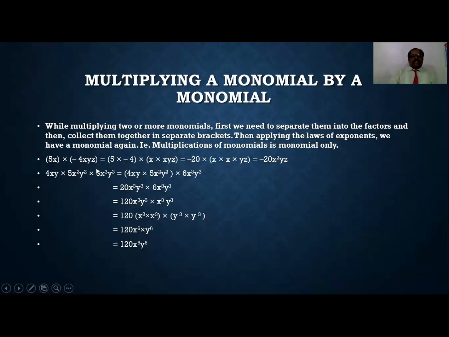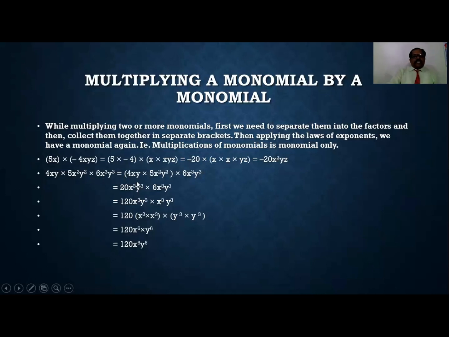Now let's move ahead. Let's have one more example. Here is the product of three monomials. See the second example. It is the product of 4xy, the first monomial, then 5x square y square, the second monomial, and the third one is 6x cube y cube. Clear? So this is the product of three monomials, right? Let's take the product of these three monomials.